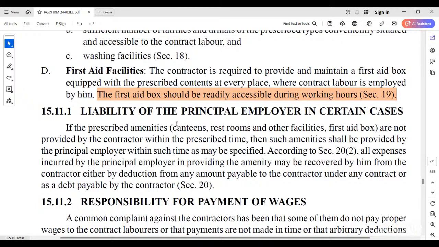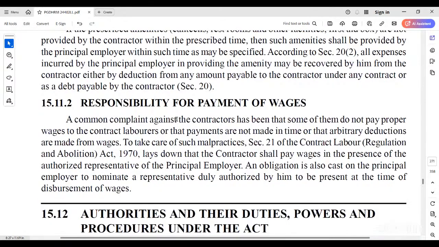All expenses incurred by the principal employer in providing these amenities may be recovered by him from the contractor. Now, responsibility for payment of wages: a common complaint against the contractor has been regarding payment, right? Payment is delayed, or payment is not made up to the Minimum Wages Act standard. The general common complaint regarding these contracts is that payments are not made in time or on par with direct laborers.